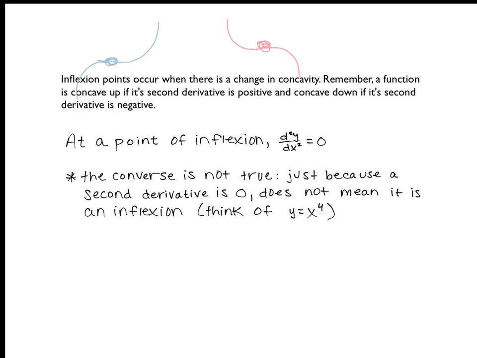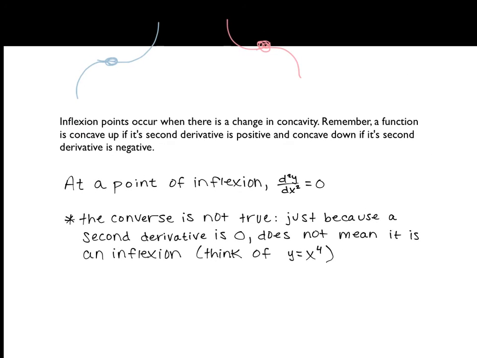So I have that definition right there. An inflection point occurs when there's a change in concavity. Remember that a function is concave up when its second derivative is positive, and concave down if its second derivative is negative. So one thing we should take note of is that the slope on each side is going to be the same, but the second derivative is going to switch from negative to positive or positive to negative.